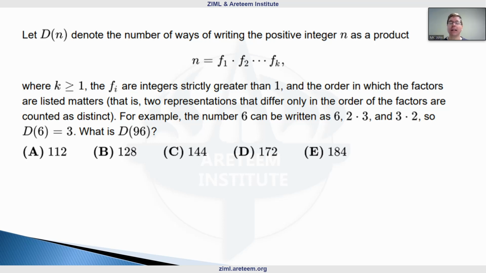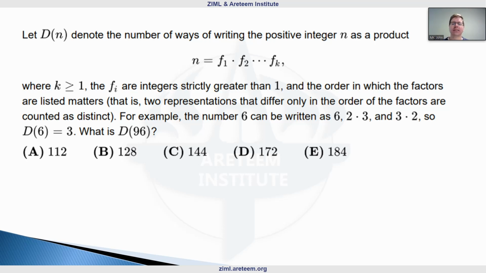And with a lot of these counting questions, it's good to look at an example. They give us an example here. The number 6, for example, can be written as itself, since every number has itself as a factor, or 2 times 3, or 3 times 2. So this gives us 6, 2 times 3, 3 times 2: 3 possibilities. So d of the number 6 is equal to 3. Our question here is, what is d of 96?